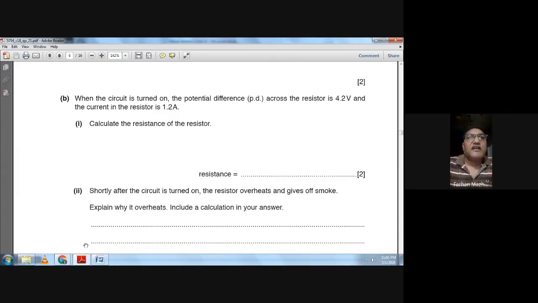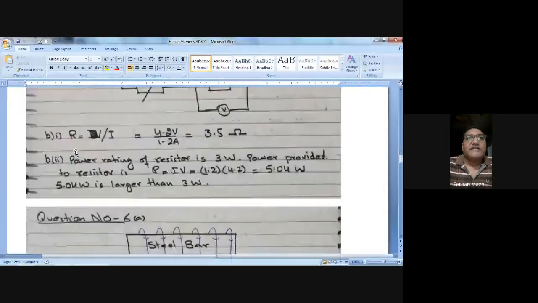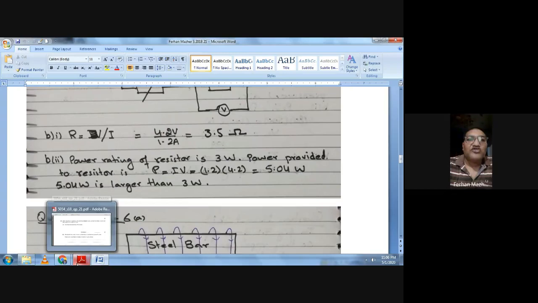I have done this. Let me show you my working. R equals V divided by I equals 4.2 volt divided by 1.2 amp equals 3.5 ohm. So the resistance will be 3.5 ohm. Okay, it's a simple question.